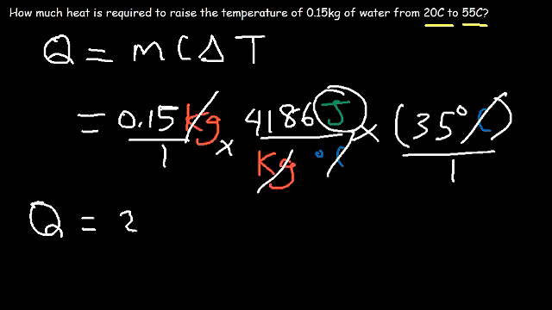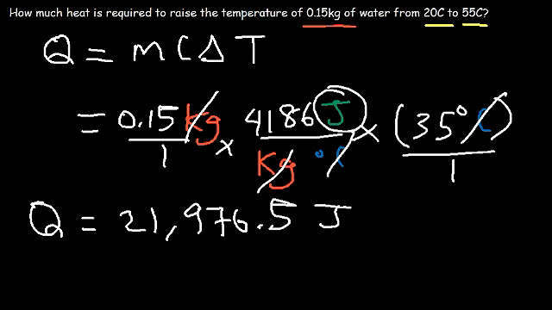So 0.15 times 4186 times 35. So it takes 21,976.5 joules just to heat up 0.15 kilograms of water, which is about 150 grams of water. So if you divide by 1,000, you can round it to 22. It's about 22 kilojoules of energy.